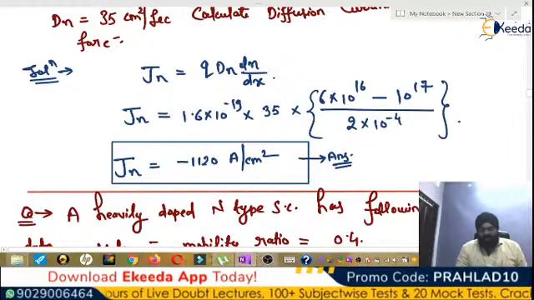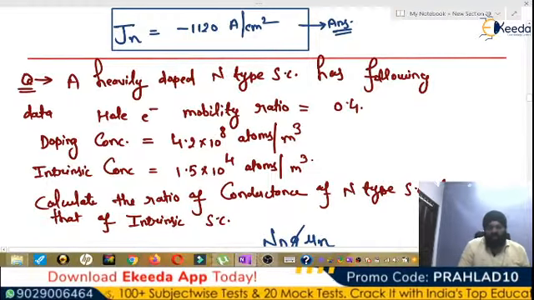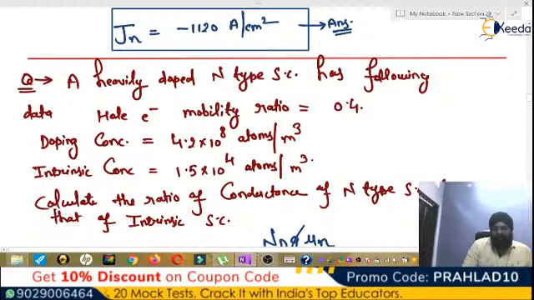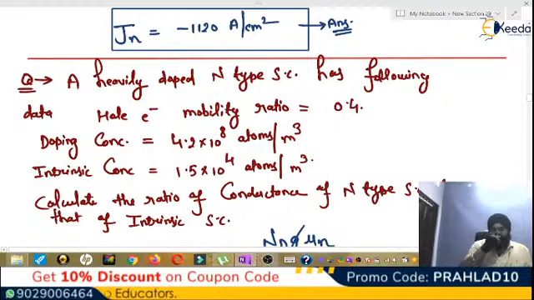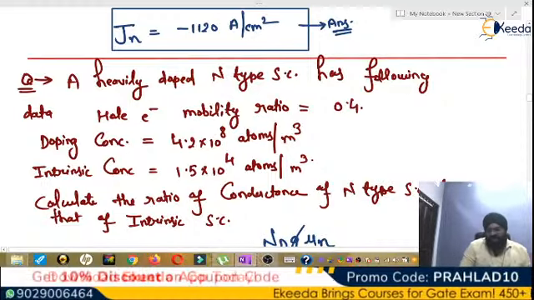Okay. So next question is, a heavily doped n-type semiconductor has the following data. Hole to electron mobility ratio is 0.4. Doping concentration is 4.2 into 10 to the power 8 atoms per meter cube. Intrinsic concentration is 1.5 into 10 to the power 4 atoms per meter cube. Then calculate the ratio of conductance of n-type semiconductor to that of the intrinsic semiconductor.